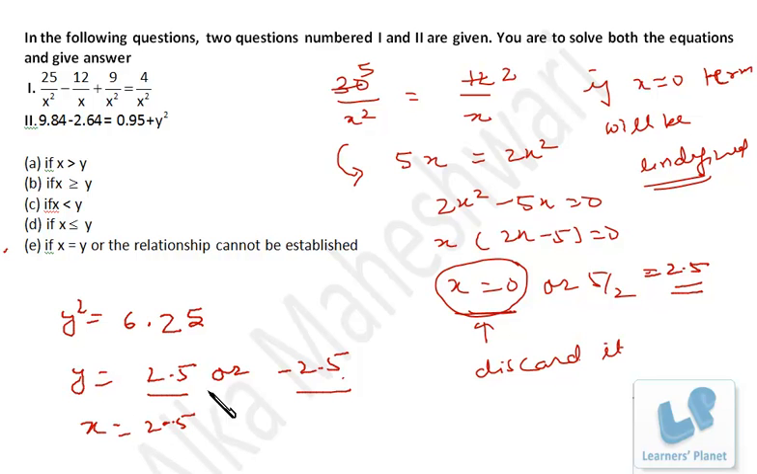Now what's the comparison between the two? Is x greater than y? Not in every case. When y is equal to 2.5, x is equal to y, right? But we don't have the unique value of y, so we cannot make this comparison. Either x is equal to y or we cannot say, right? So this is the correct option: if x is equal to y, or either one of the things will be true. Or the relationship cannot be established, because all other options are not correct.